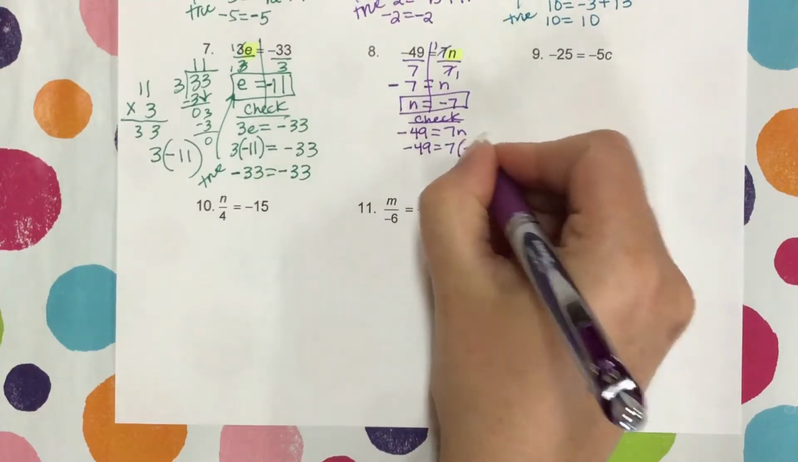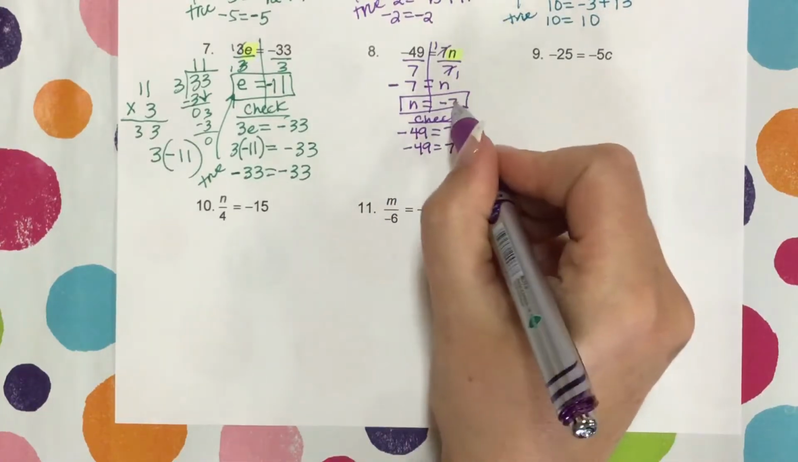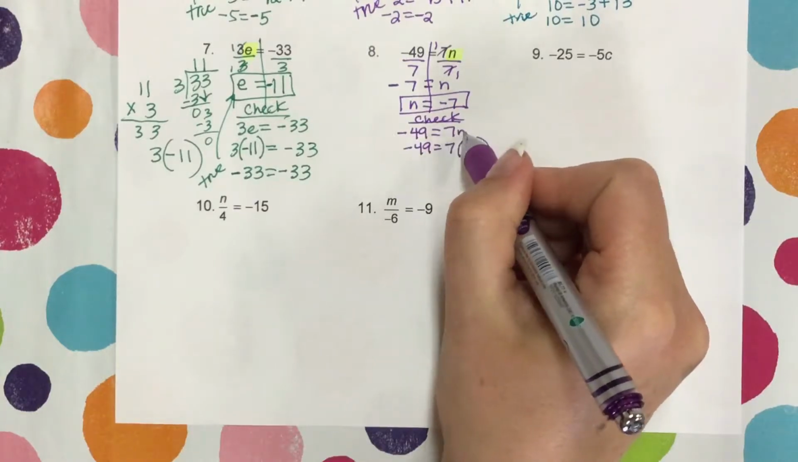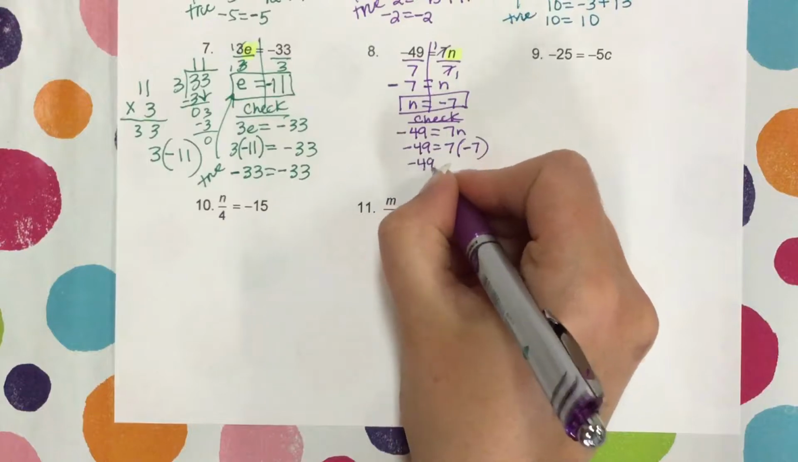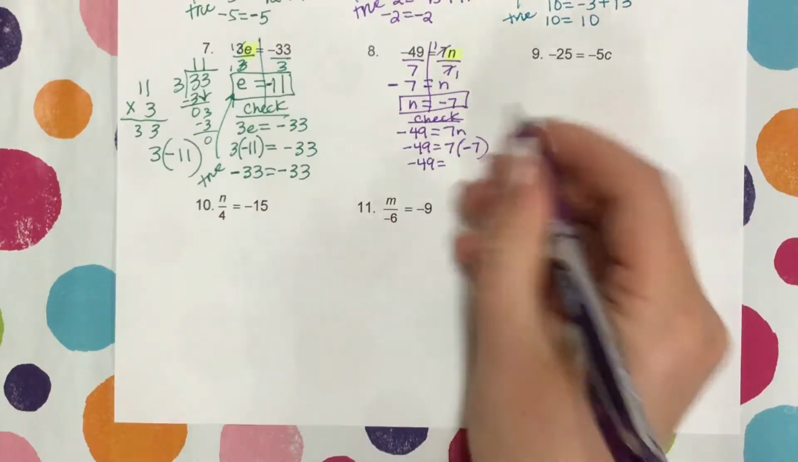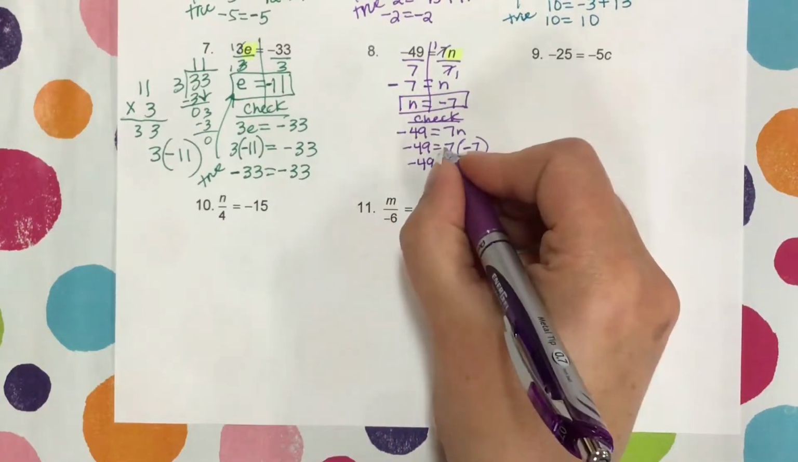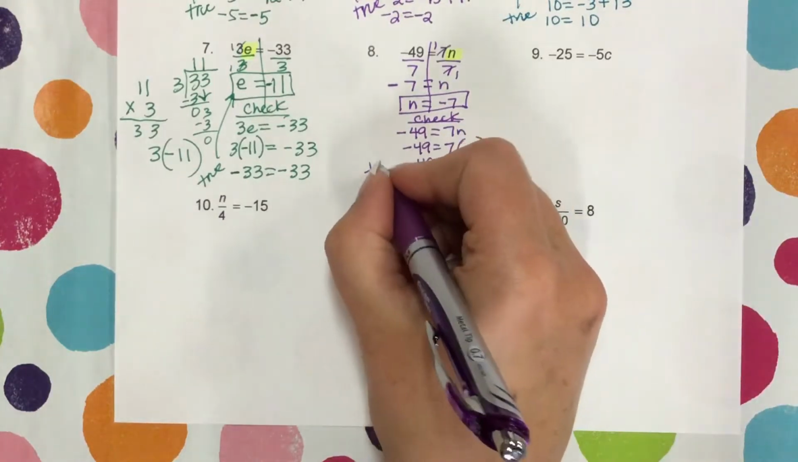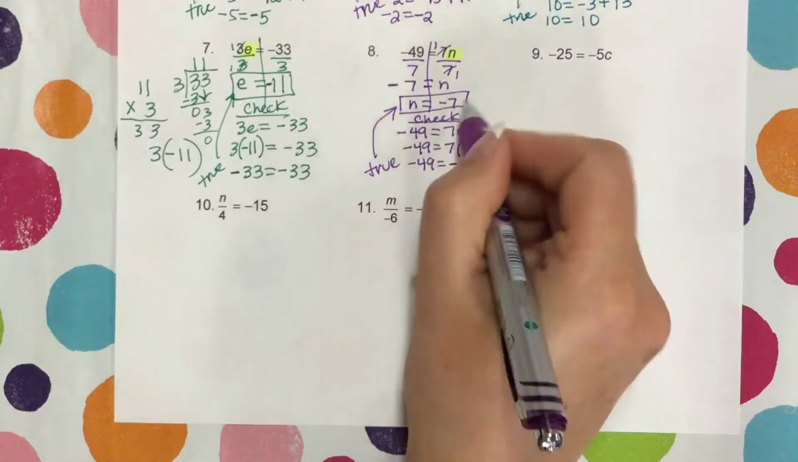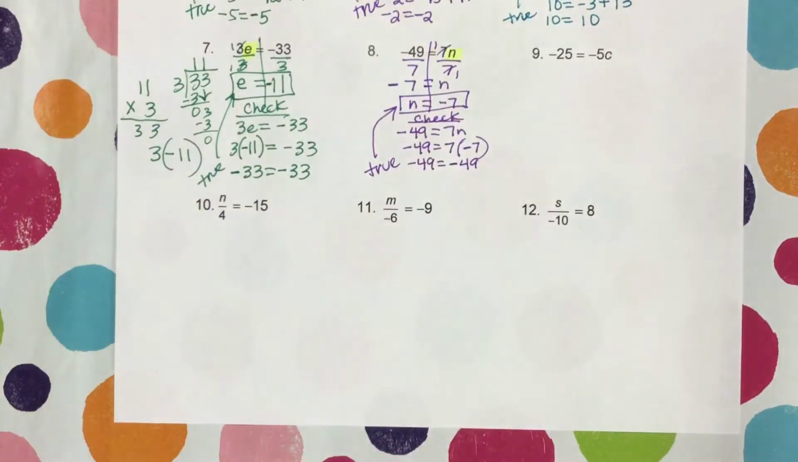We have to put it in parentheses. Whenever you're putting a negative in for a variable, when there's a number in front of the variable, you have to put it in parentheses. And we're going to simplify. So 7 times 7 is 49, and a positive multiplied by a negative is a negative. So we get the same number. That is true. It's a true statement, which means our answer is the answer to the original equation.